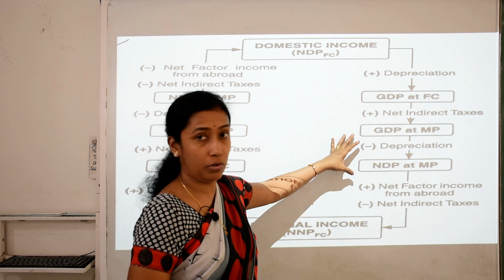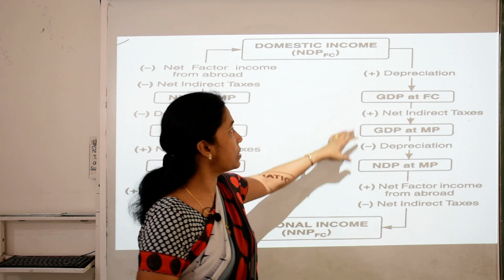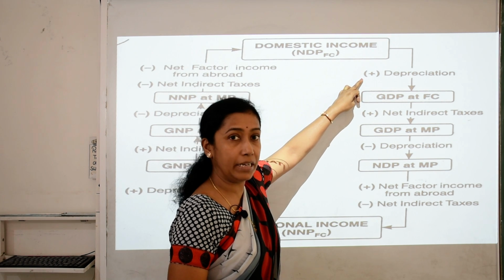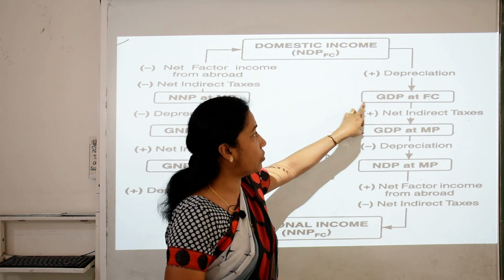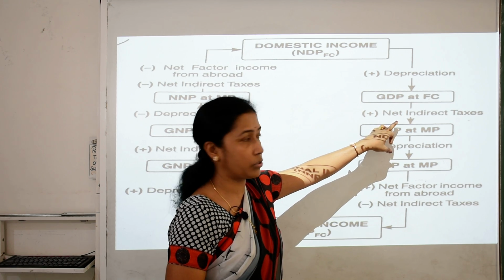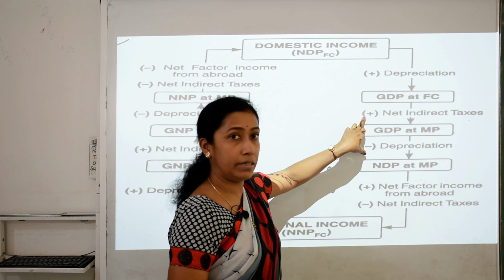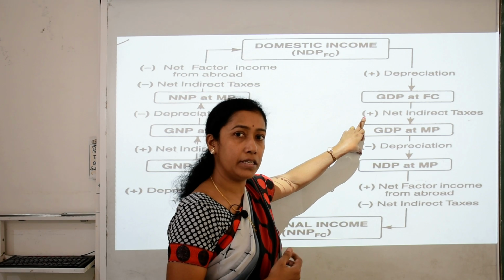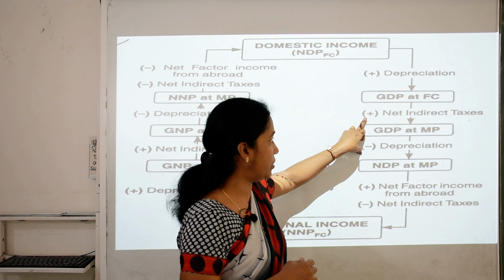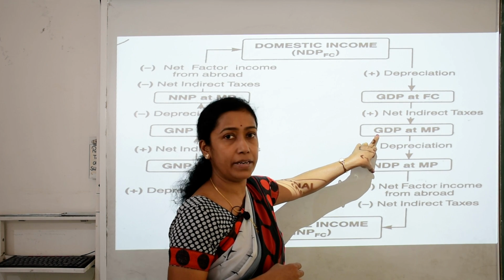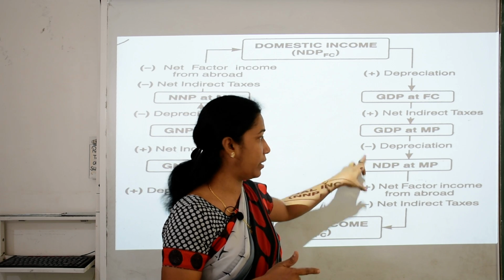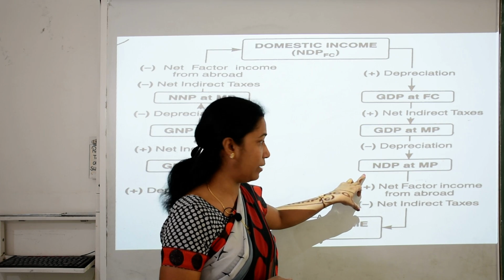So these are the formulas which you should take note of. NDP at factor cost, if you add depreciation, you will get gross domestic product at factor cost, okay. And when you add net indirect taxes, and how do we get net indirect tax, that is indirect tax minus subsidies, then you will get GDP at market price. When you subtract depreciation from GDP at market price, you will get NDP at market price.